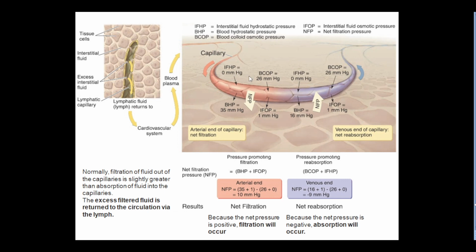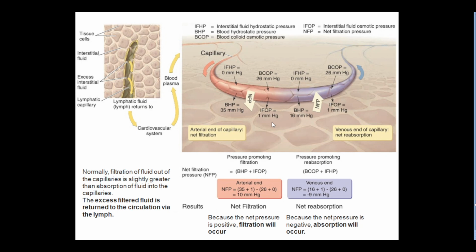So as you know, in the capillaries we have arterial and venous end. At the arterial end, hydrostatic pressure will be around 35. At the venous end, hydrostatic pressure will be around 16. The rest of the pressures will not differ throughout the capillary. Blood oncotic pressure remains 26 all over the capillary. Interstitial pressure, in this case, is given as 0. And interstitial oncotic pressure is 1. So you can see the values are very small.